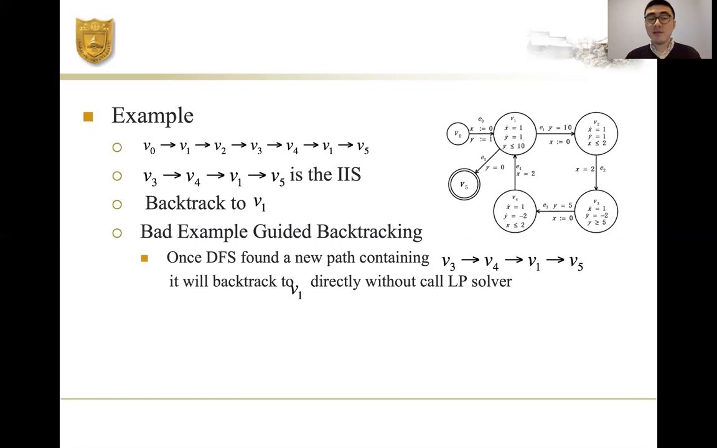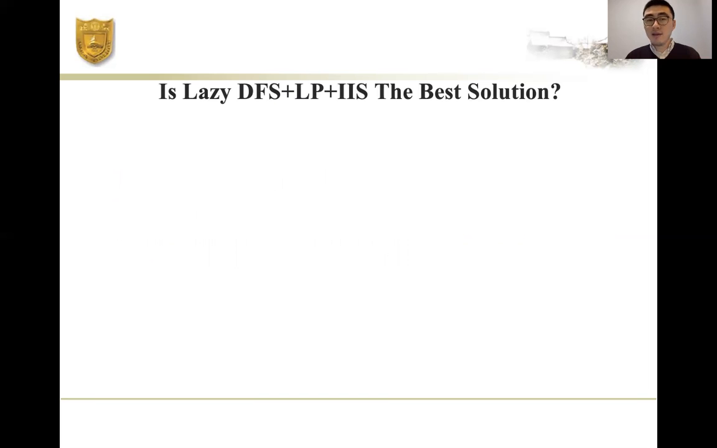Okay, and also we can do bad example guided backtracking. What do we mean? Once DFS finds a new path containing this IIS path, it will backtrack to the location directly without calling the LP solver later. Then, is this method the best solution?